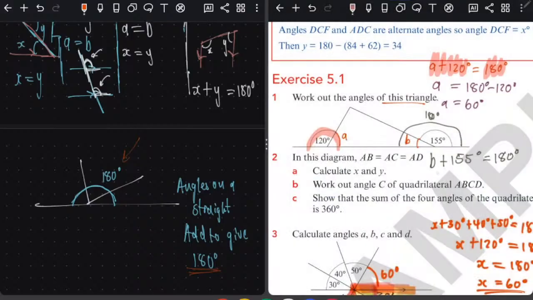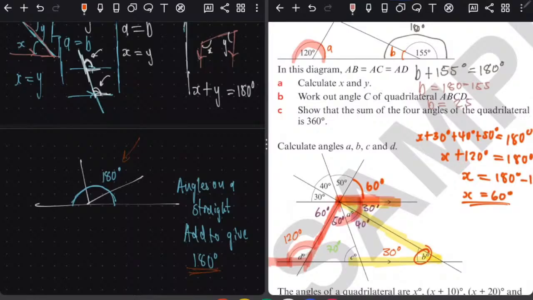I don't want to see raw things. So to get B, we now say 180 minus 155. Then what do you get? What do you get as the answer, Vic? What do you get? Put 25. Well done.